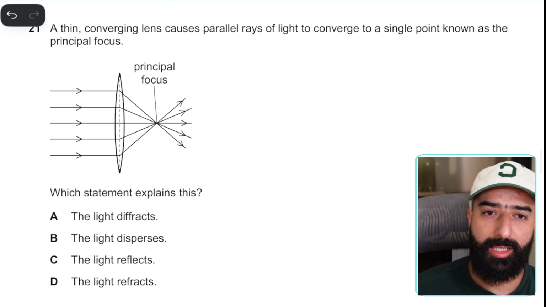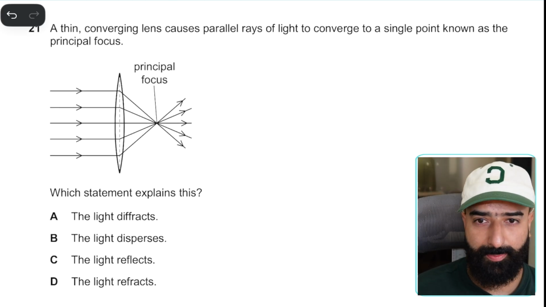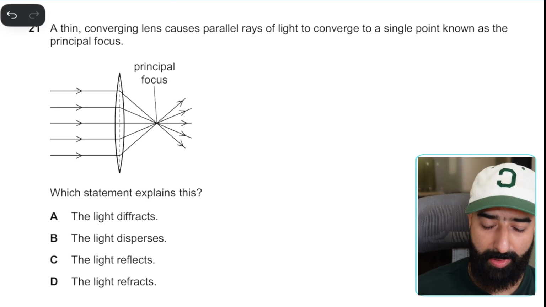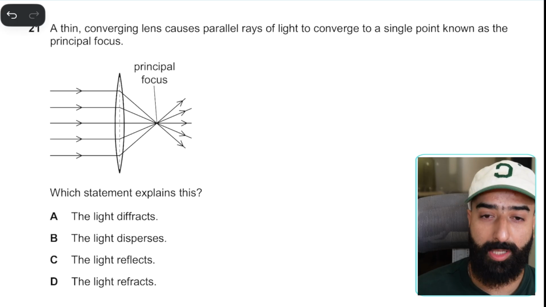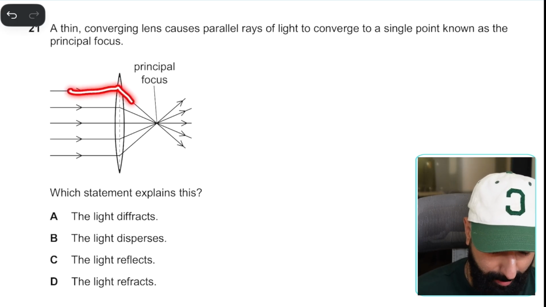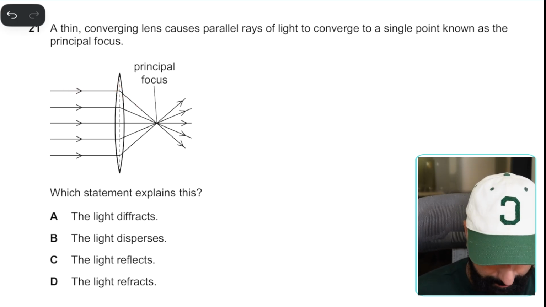A converging lens causes parallel rays to converge. That's the focus. Which statement explains this? Well, what happens actually is a refraction, the bending of light. Okay, D.